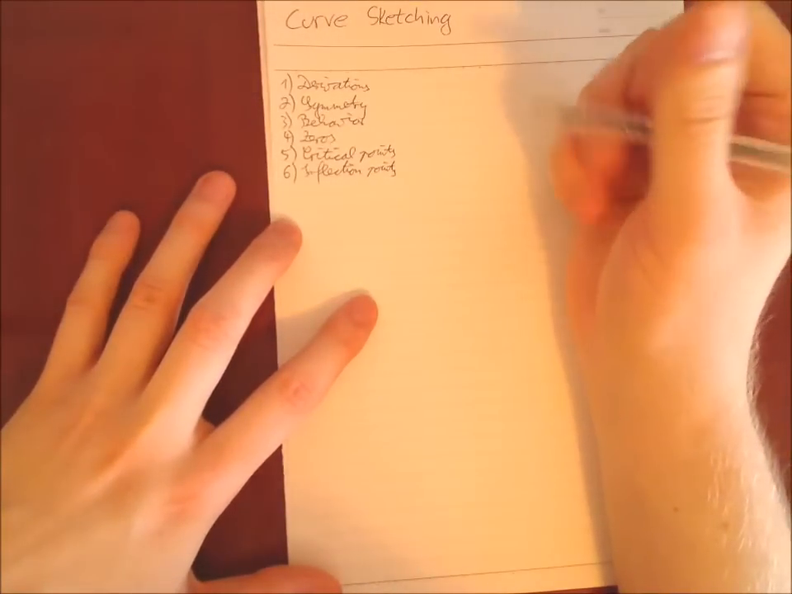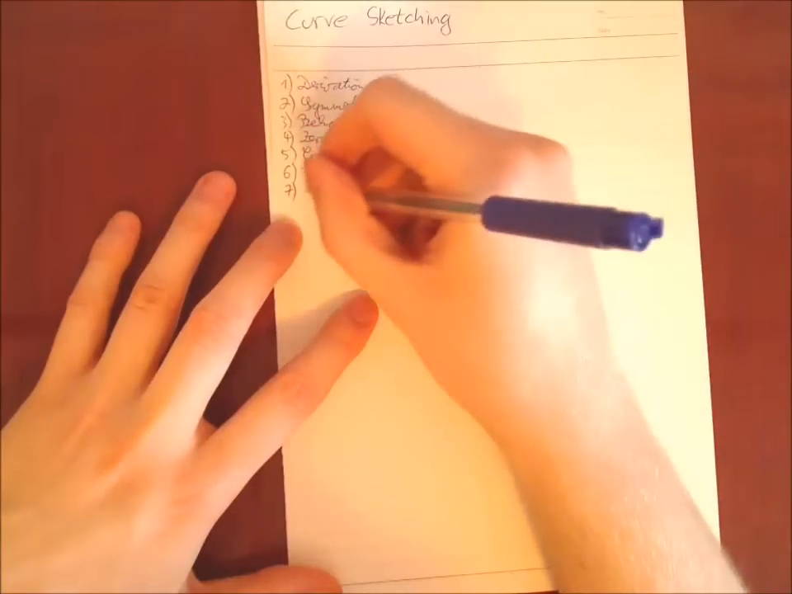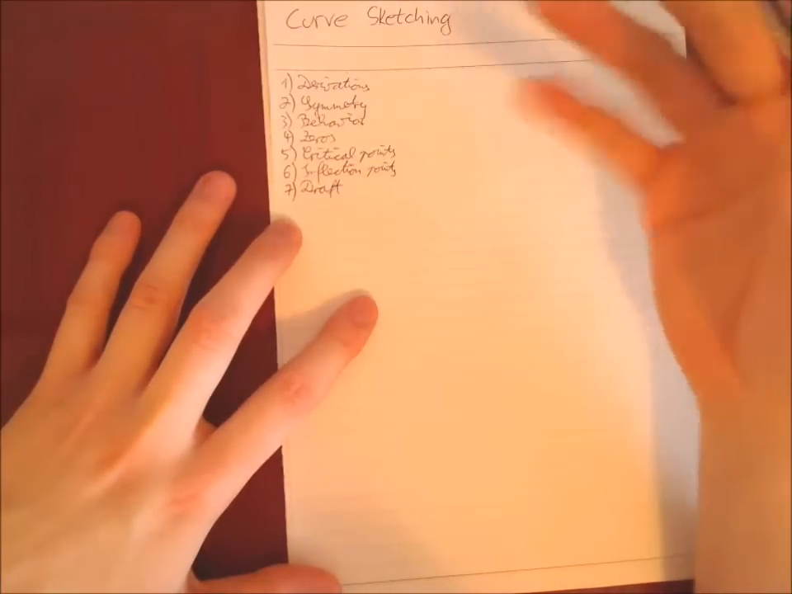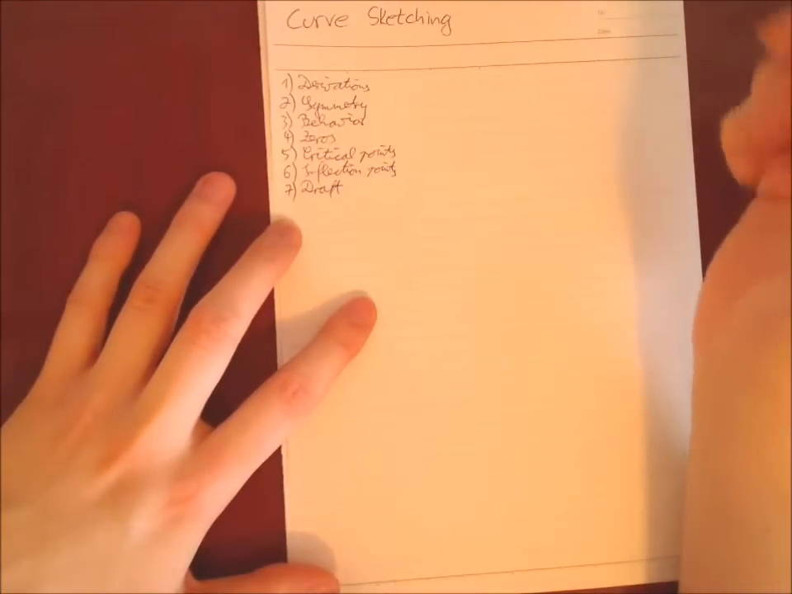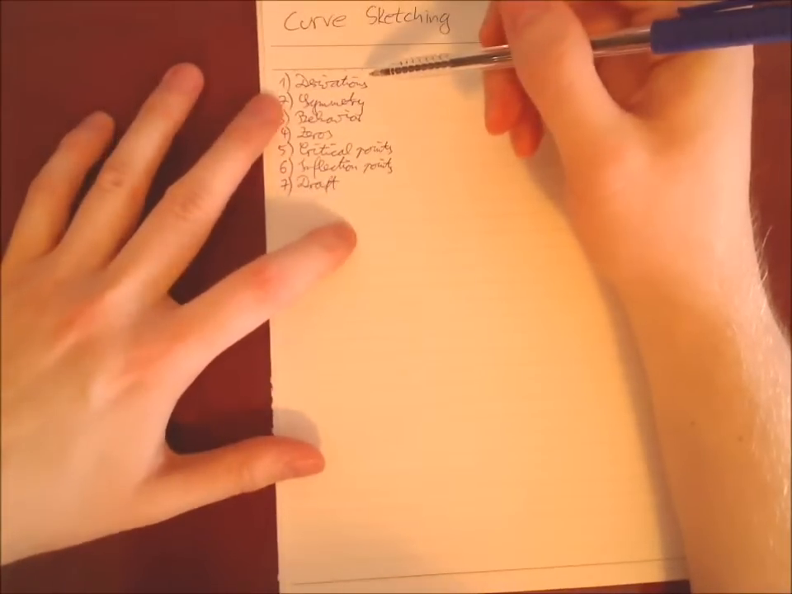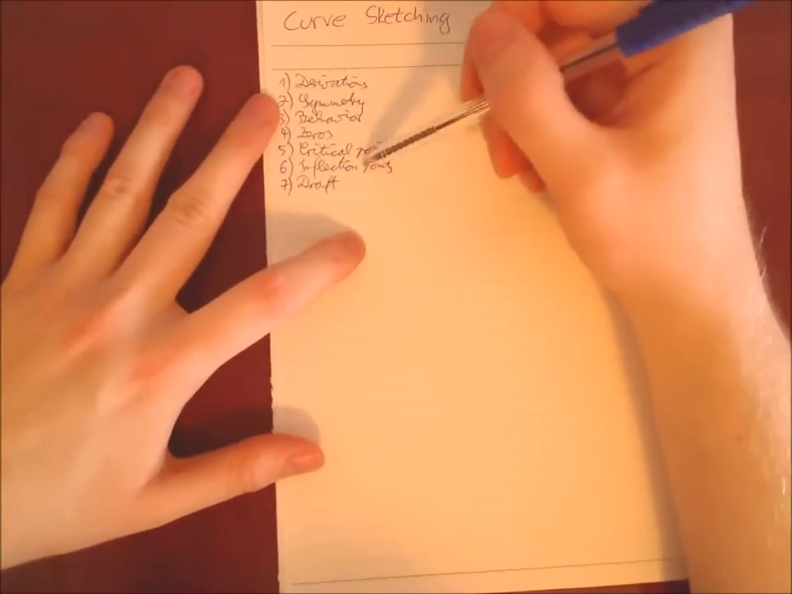And last but not least, we need some kind of draft or diagrams, something to visualize the function. How it works: derivations are quite easy, just first, second and third. Third we need for inflection points.